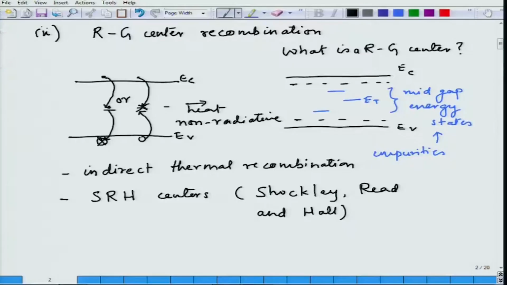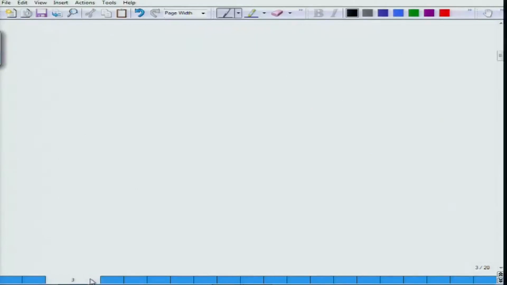Earlier we knew about the recombination from the conduction band to the valence band, and they proposed that the impurity centers which are in the mid gap can act as recombination generation centers and create a path which will be non-radiative for recombination. Then we can talk about another process for recombination, and this is known as recombination via shallow levels.